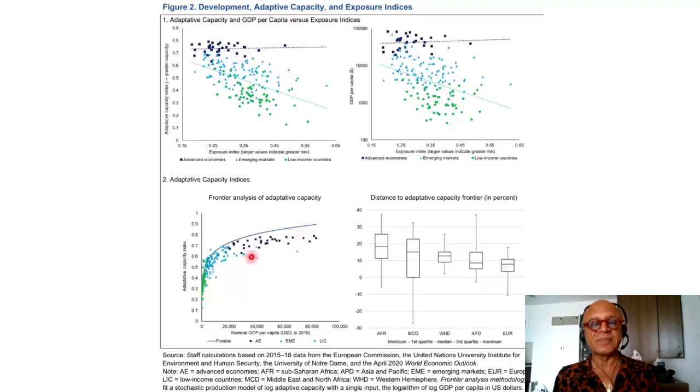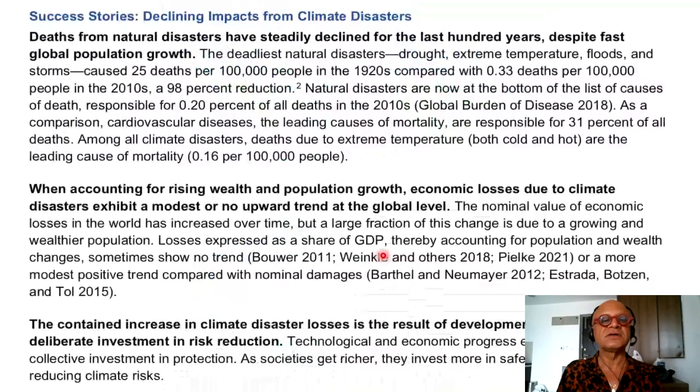And as we said, the per capita GDP is not the only indicator as to how far countries are. So here are some countries where you can be high in per capita GDP but still far away from the adaptive capacity frontier. Distance to adaptive capacity frontier here in percentage. Again, you can see Africa here. This is the MCD, the Middle East and North Africa, Western Hemisphere, Asia Pacific, and Europe. So you can see that distance to adaptive capacity frontier has to be small. For Africa, it is the largest here. Okay, so that's the basic idea.